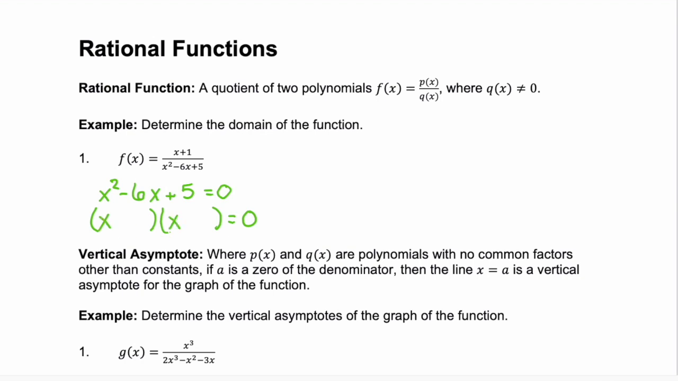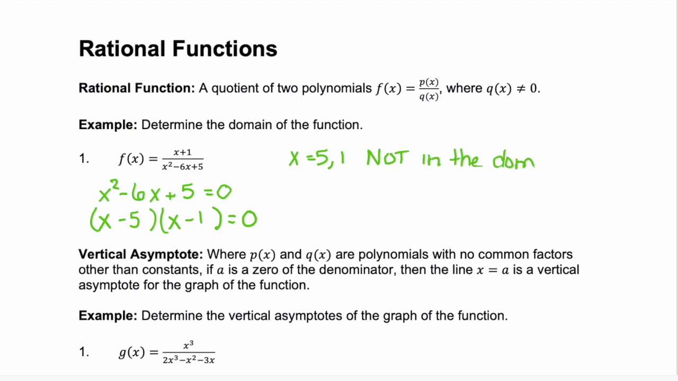Leading coefficient is 1, so we know that our first term in each factor is going to be x. Then we're looking for the two numbers that multiply to 5 but add to negative 6. That would be negative 5 and negative 1. That tells us that our zeros here are x equals 5 and 1. These are the two values that will make the denominator 0, and you cannot have a denominator of 0. So these values are not in the domain.